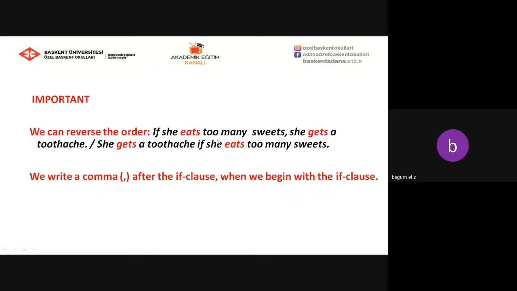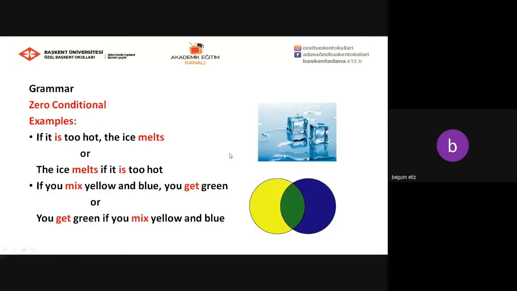As you see here, after the if clause, we need to use a comma, but when we begin with the main clause, we don't need to use a comma. As you see here, if it is too hot, the ice melts. After the if clause, we need to use a comma, but when we begin with the main clause, we don't need to use a comma, as you see here.